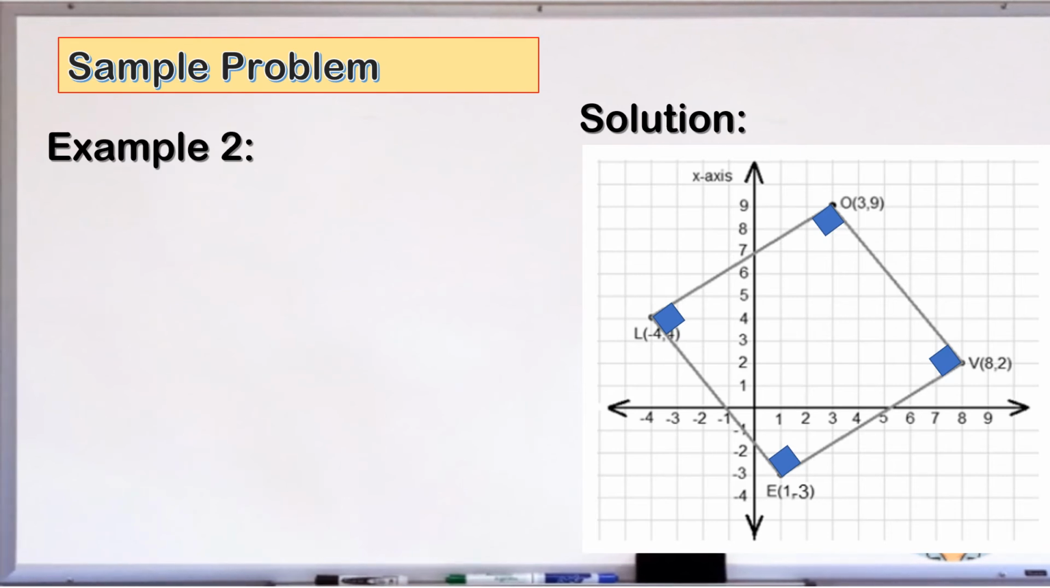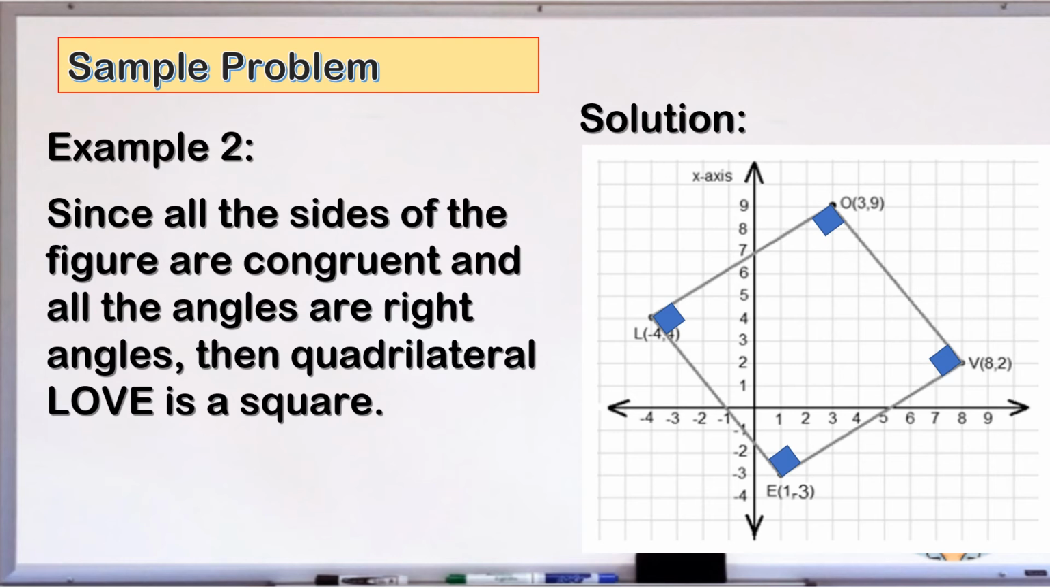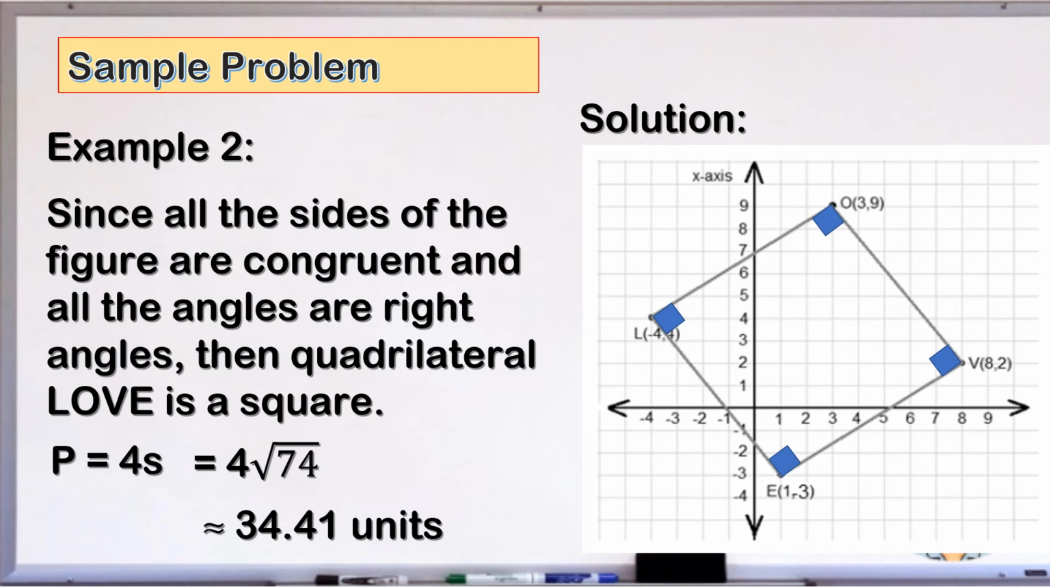Para sa ating conclusion, since all the sides of the figure are congruent and all the angles are right angles, then quadrilateral LOVE is a square. And to find the perimeter of the square, perimeter is equal to 4 times its sides, which is equal to 4 times the square root of 74. And this is approximately equal to 34.41 units.